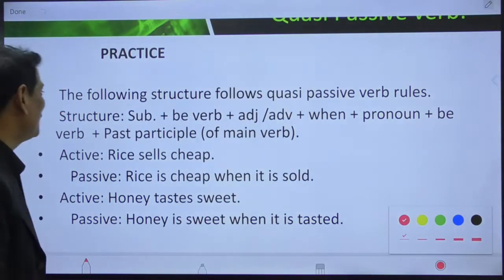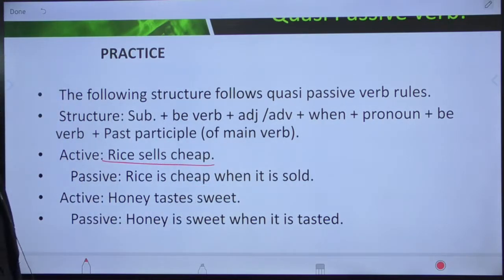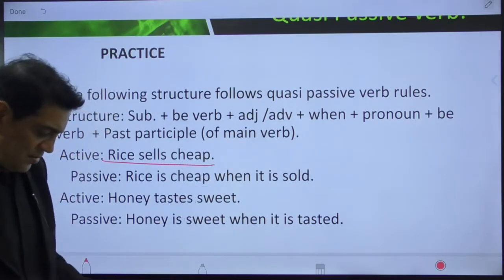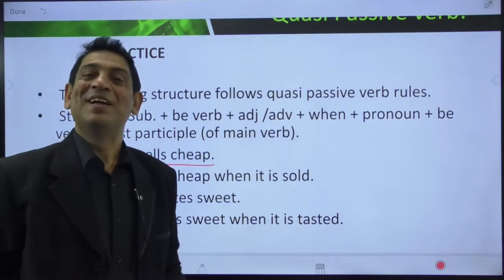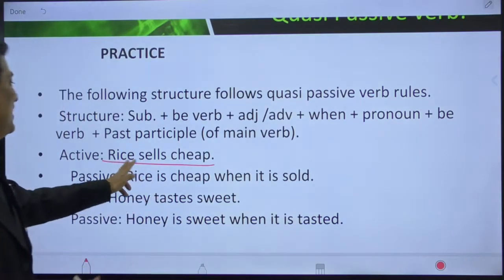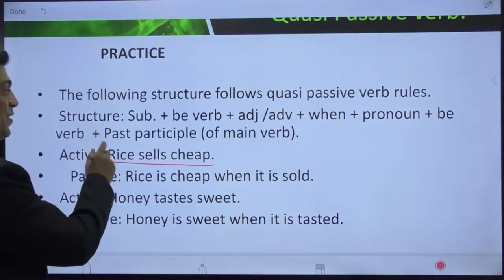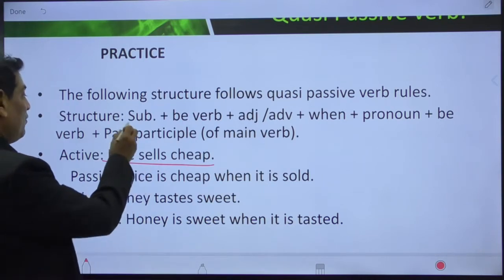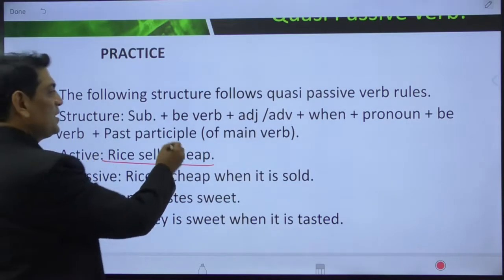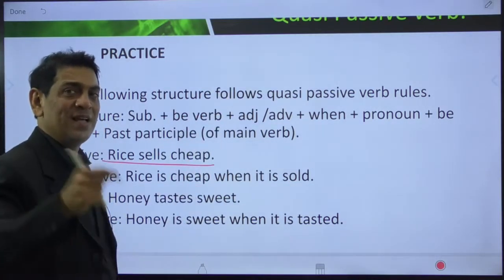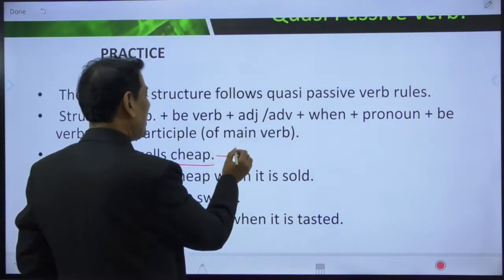Rice sells cheap. So it gives a clear picture. Whenever you try to buy rice, it says it is sold cheap. But rice sells cheap. Now what we need to do is change it into passive voice. If the student is unaware of this, then he is going to have some rubbish things. He will start with this.